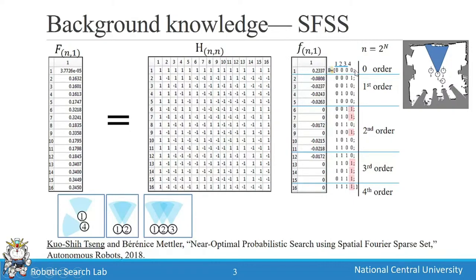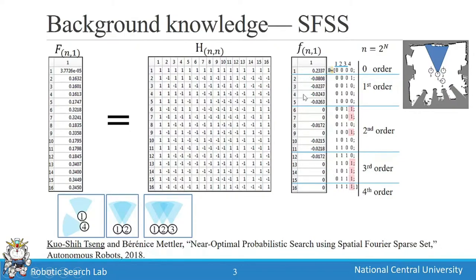For example, the zero order means you select no sets. So this is 0, 0, 0, then the value in the spatial domain is 0. The first order means you select one set. So this row means you select the number 4 set. This row means you select the number 1 set, and so on. So you can find the second order, third order, and the fourth order.